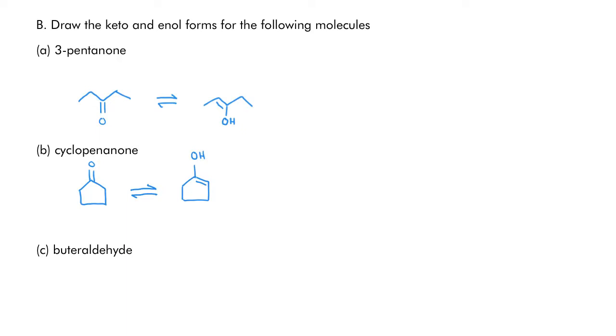So really the same thing here. I have a 5-membered ring with the ketone, and the enol form is just the C double bond C to one of the alpha carbons, and then I have the hydroxy group up there.